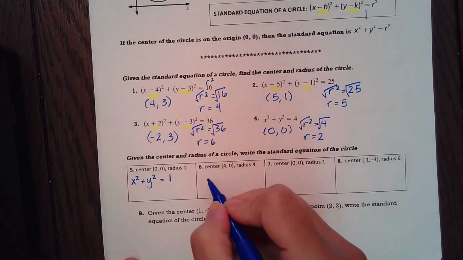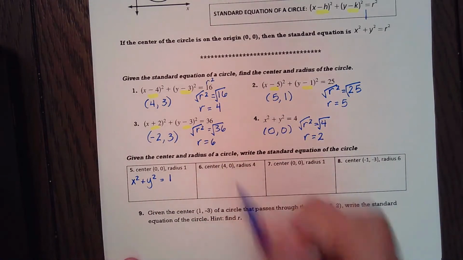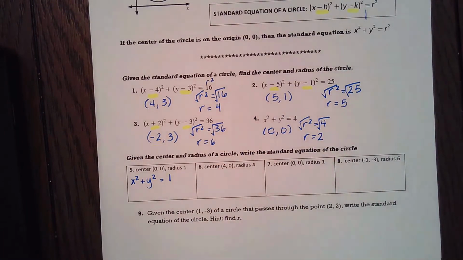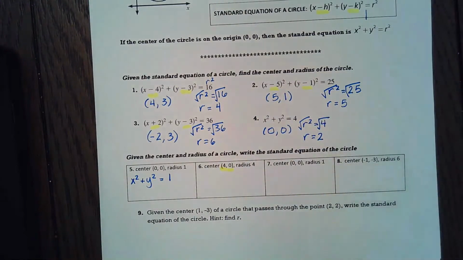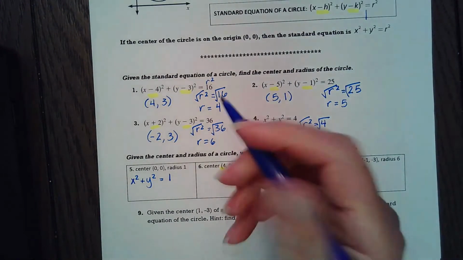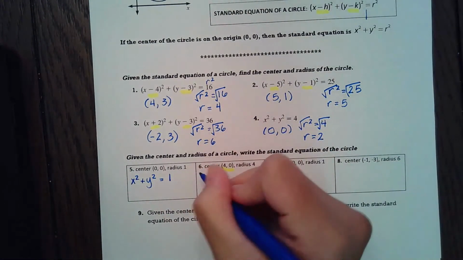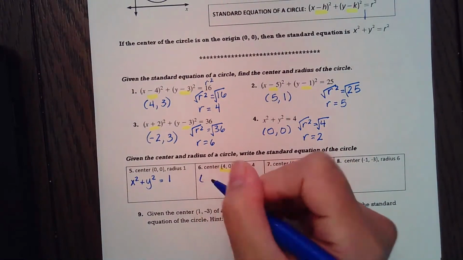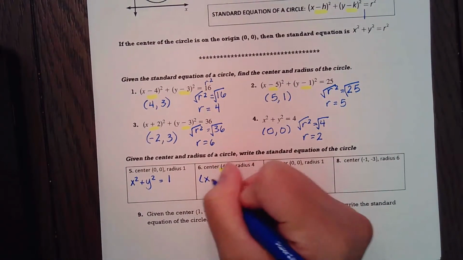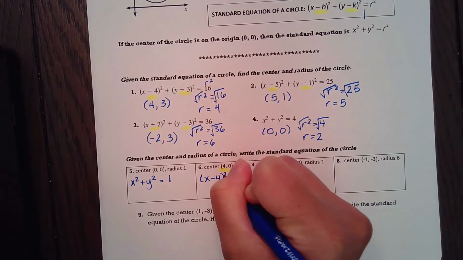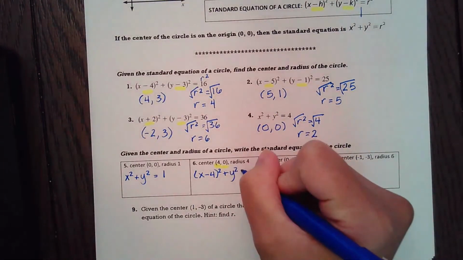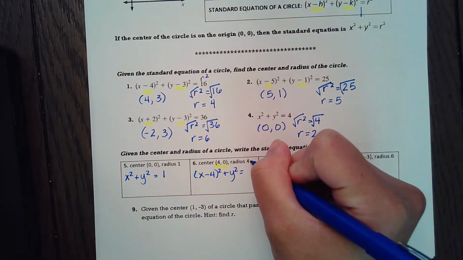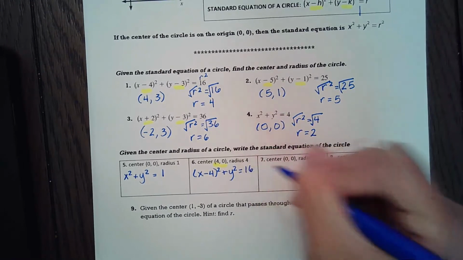Here the center is (4, 0). Again, we have to take the opposite of 4 and the opposite of 0. Well, there's no opposite of 0, so we go x, the opposite of 4, minus 4 squared plus y squared, because it's a 0, and then we square the radius, 4. 4 times 4 gives you 16.